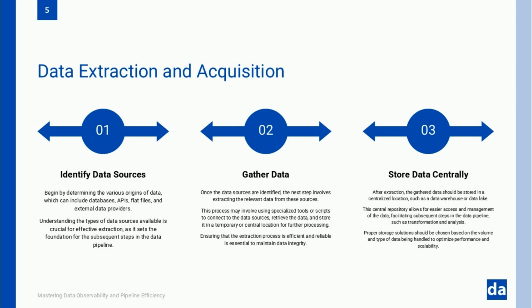Step 3. Store data centrally. After gathering the data, it needs a home. A centralized repository like a data lake or warehouse. This makes subsequent steps like transformation and analysis much easier. The choice of storage solution matters. It should align with the data's volume and scalability requirements.